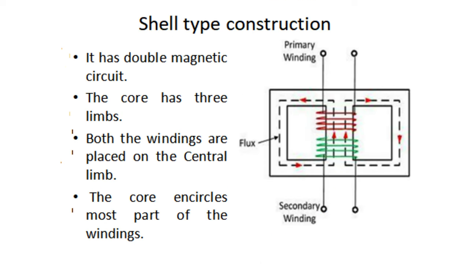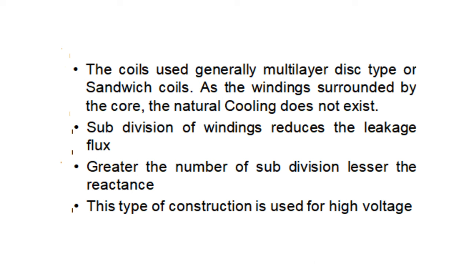Shell type of transformer. It has a double magnetic circuit. The core has three limbs. Both the windings are placed in the center limb. The core encircles most part of the windings. The coils used are generally multi-layer disc type or sandwich type coils. As the windings are surrounded by the core, the natural cooling does not exist.